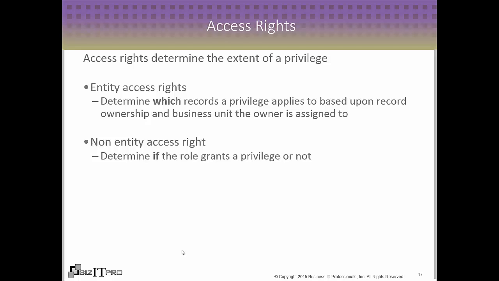Access rights determine the extent of a privilege. The entity access rights determine which records a privilege applies to based upon record ownership and the business unit that the owner is assigned to. So we're talking about business units again. This is how it all comes back together. And then there are also non-entity access rights, and that just determines if that particular security role grants a privilege to do something for a user or not.